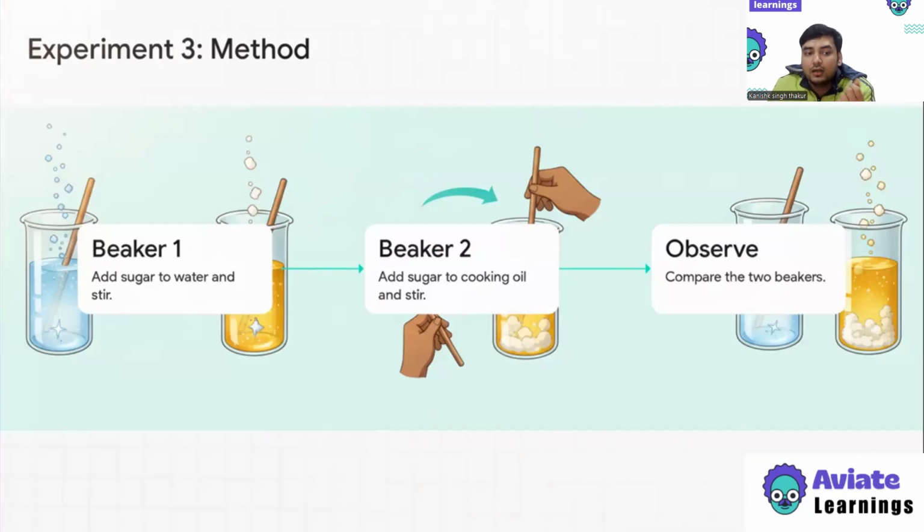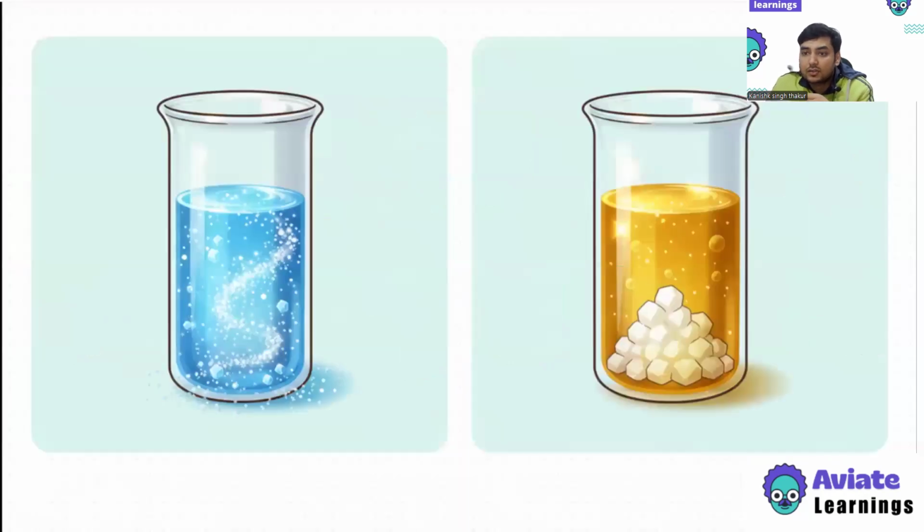I'll add sugar to the beaker with water, and sugar to the beaker with oil. In the one with water, the sugar got dissolved, but in the one with oil, the sugar remains. So what conclusion can we draw? It depends on our solvent also. You must have studied in your chapter that like solvents dissolve like substances, but unlike solvents will not dissolve it.